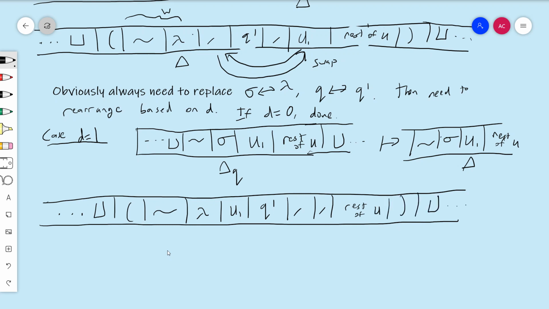And so what do I need to do now? Well, now I need to swap these two guys. So if I swap, well, maybe I'll put it up here. So if I swap this, and then I swap this and this, then what I get is exactly what I need. I get a comma here, and then I get a Q prime, and then I get another comma, and then I get the rest of U, and that's exactly what I need. That's exactly what the new configuration should look like. So 2 character replacements, 2 swaps, and I'm done.